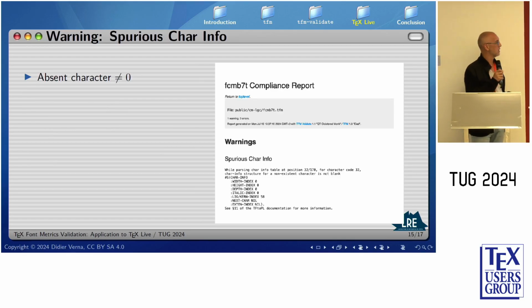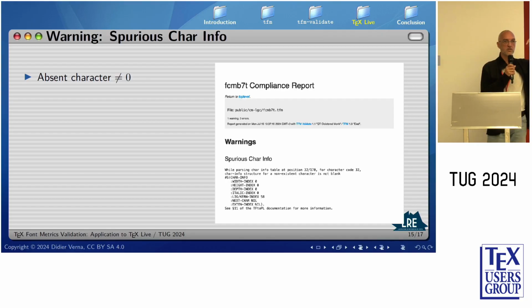Spurious char info, the third and final warning that I got. This one is much more obscure. What I call a spurious char info is a character which is not supposed to be in the font, but still is not completely zeroed out in the char info structure. Normally, in the TFM format, you have BC, which represents the minimum character code, and EC, which represents the upmost character code, but it is not a requirement that all the characters in this range exist in the font, okay? So you can have holes in it.